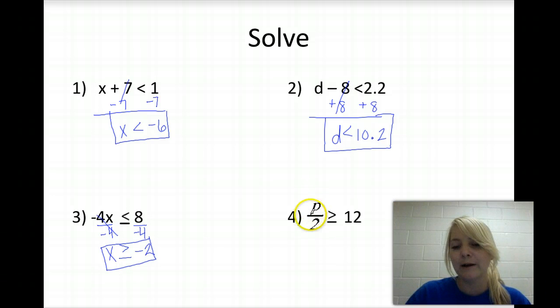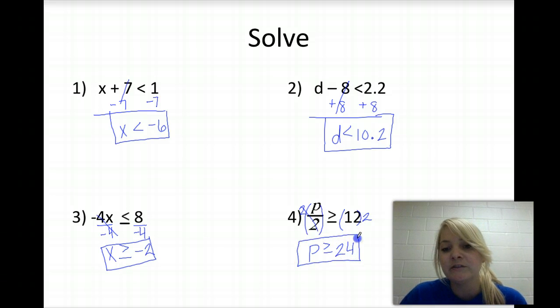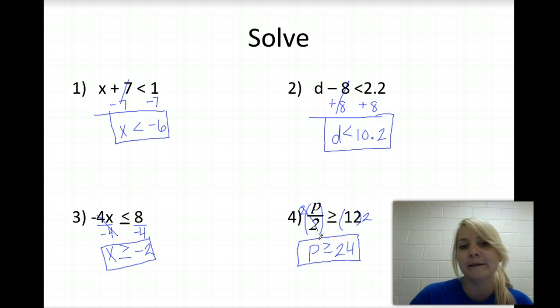All right, and 4, we have p divided by 2, or p over 2, is greater than or equal to 12. So for this one, we're going to be multiplying both sides by 2. Since we're dividing by 2, our inverse operation is multiplication. So we will get p is greater than or equal to 24. Now the sign here does not change since we multiplied by a positive number. If it was negative, then it would flip.